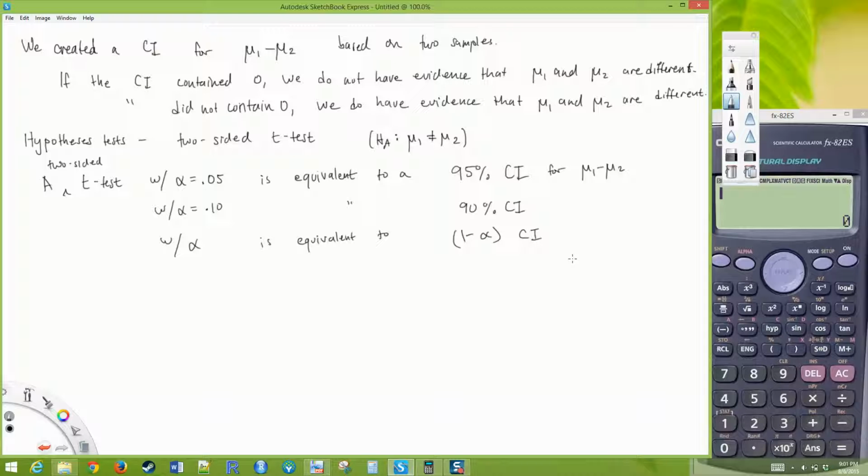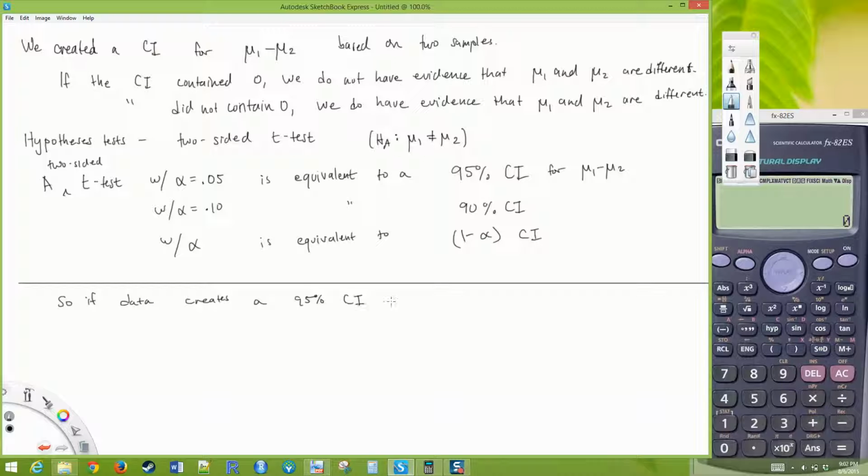So if you use the same data, and the data creates a 95% confidence interval that goes from, let's say, 2.1 to 14.7, whatever that is, then we have evidence that mu1 and mu2 are different, right?